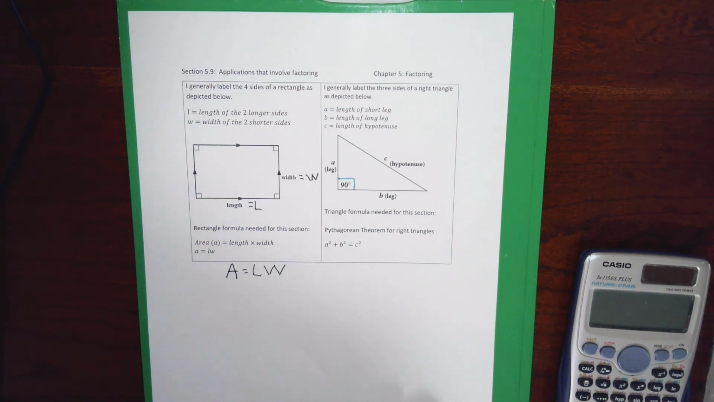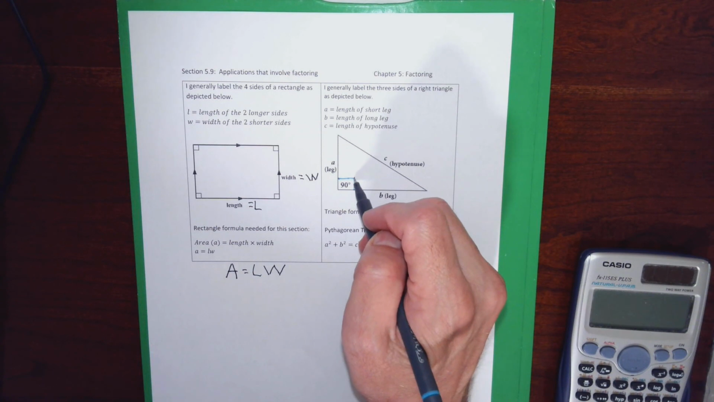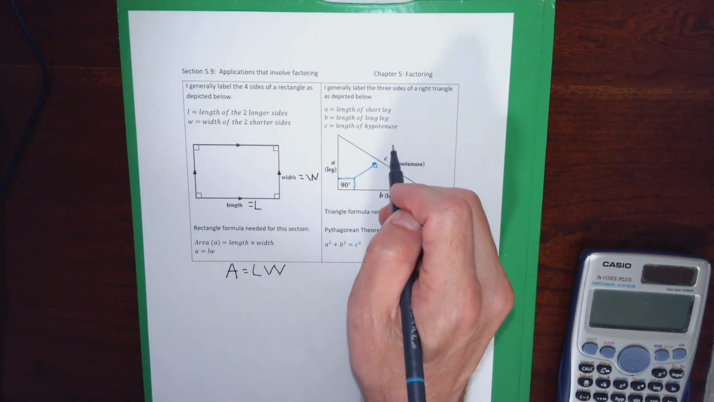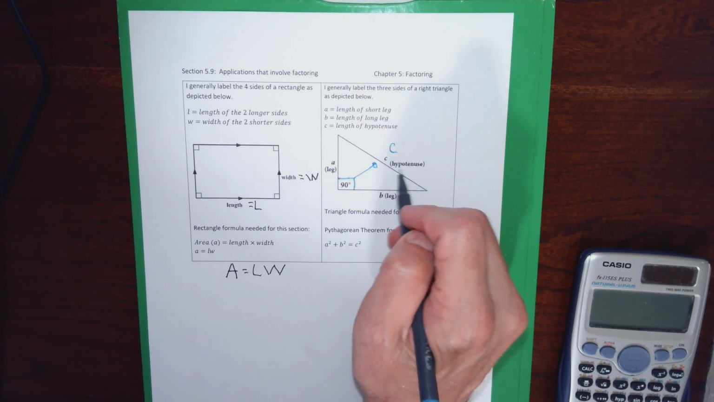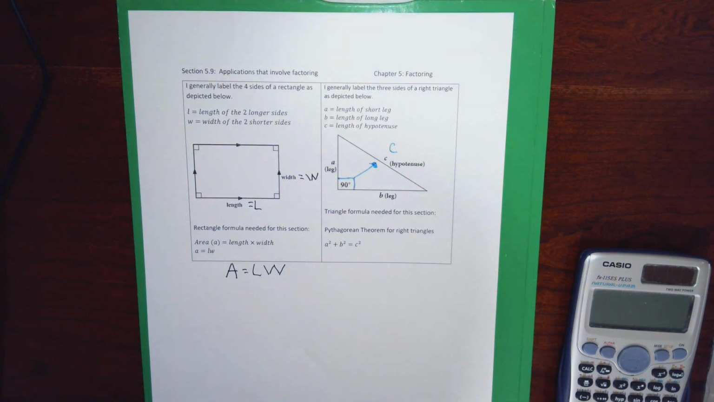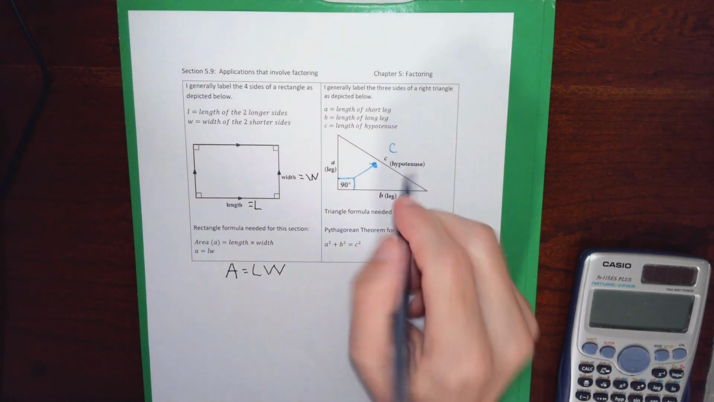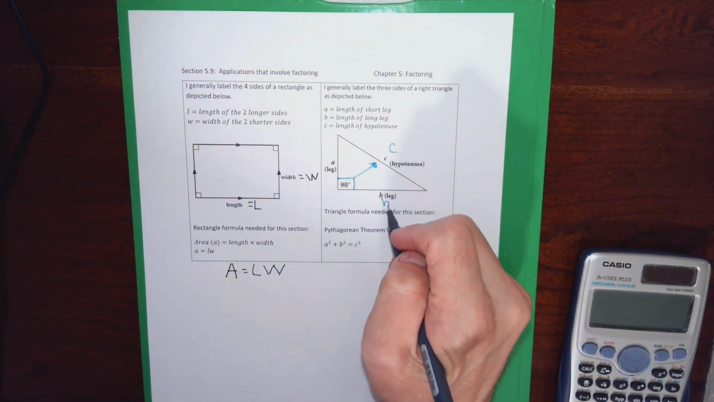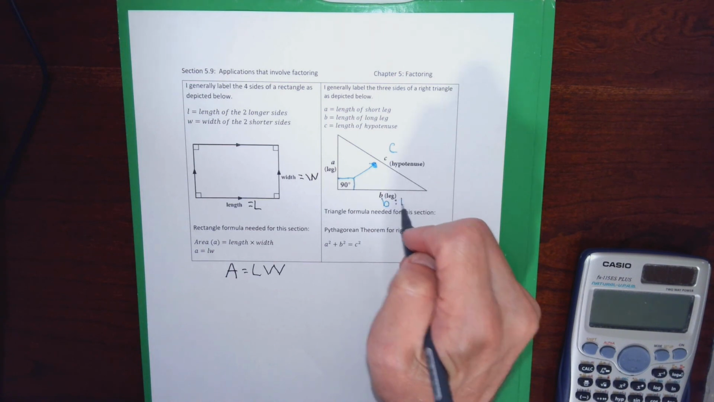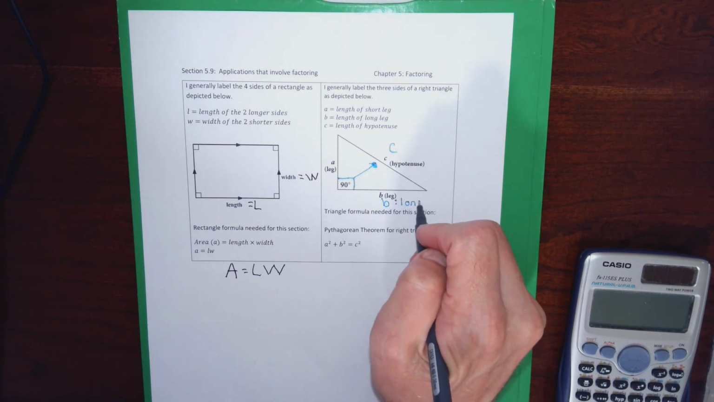And in the world of right triangles, the side opposite the 90-degree angle is always referred to with the letter C, and verbiage-wise, we call that side the hypotenuse. The sides that are adjacent to the 90-degree angle, we call legs. So one of the sides we're going to call a leg B, and I always make B the longer of the legs.